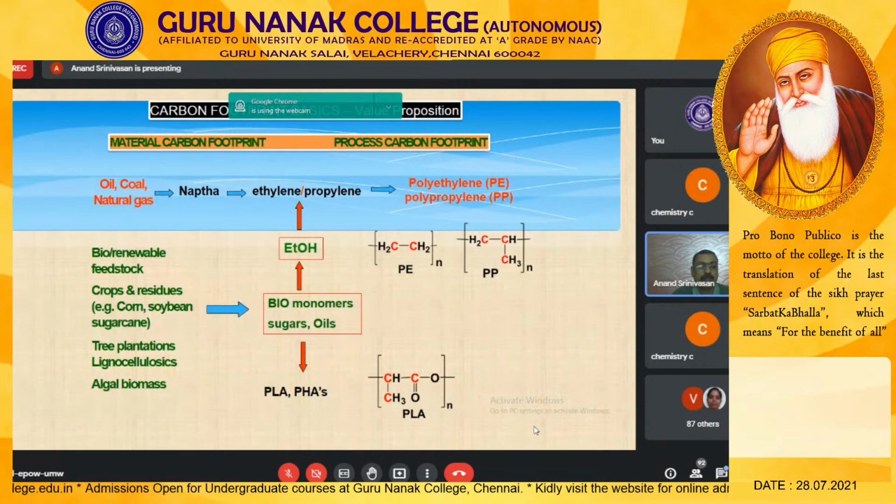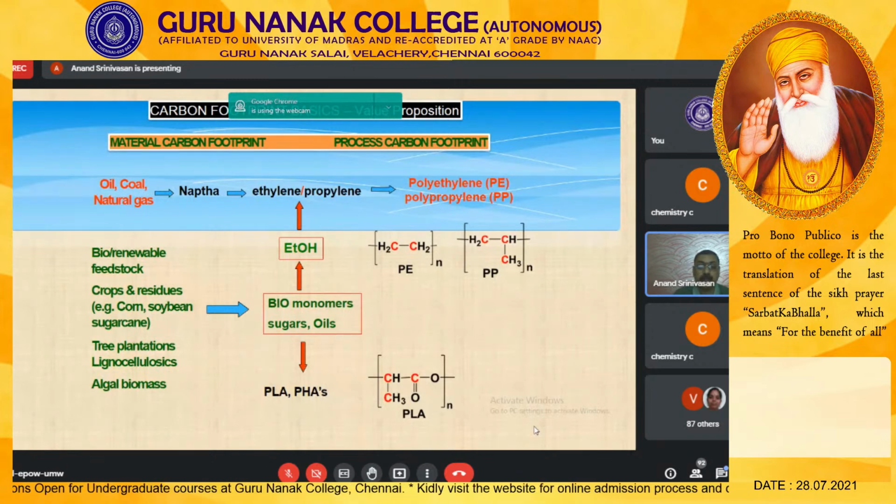So instead of getting your ethylene from natural oil, natural gas, coal or crude oil, I can also get the same ethylene from agricultural feedstock like corn, soybean, and sugarcane. So what happens? When these crops or residues are converted into biomonomers or sugars, as you can see, you can get polylactic acid and polyhydroxyalkanoates. That is also a bio-based polymer.